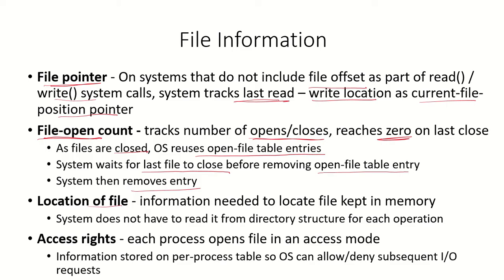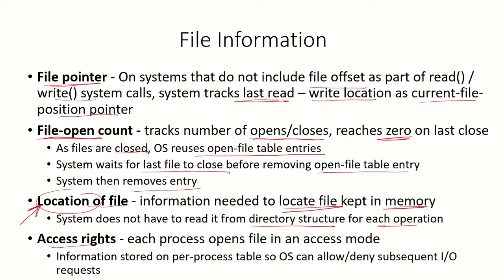The location of the file, this information is also needed to locate the file, and it is kept in the memory. This location of the file is taken from the hard disk and kept in the memory so that it can be accessed whenever required. That means the system does not have to read it from the directory structure for each operation. The location of the file is available in the directory structure but is now kept in the memory, so that the disk need not be accessed again and again whenever an operation is required for the file.